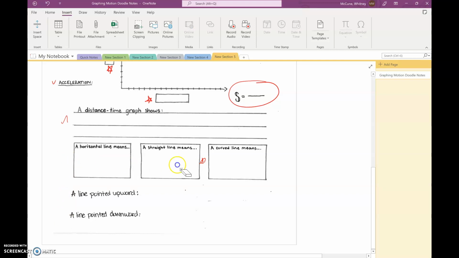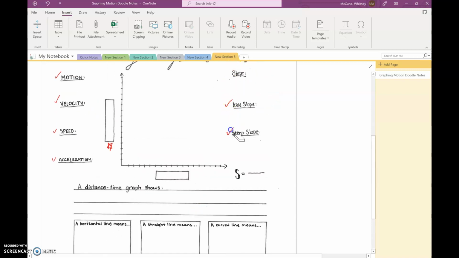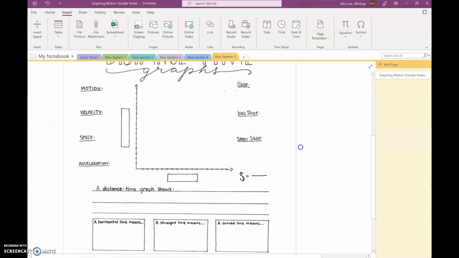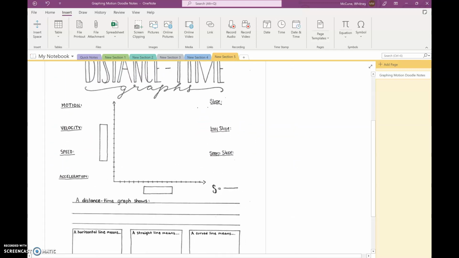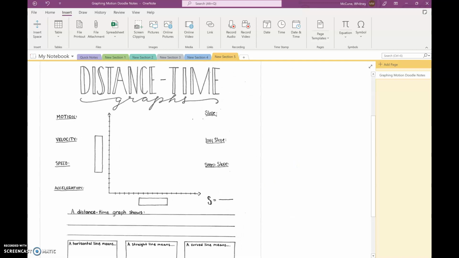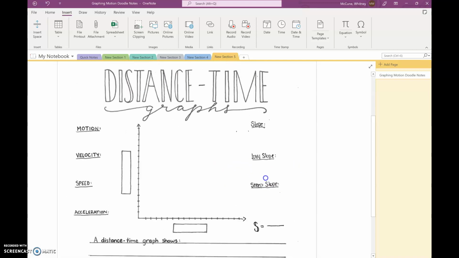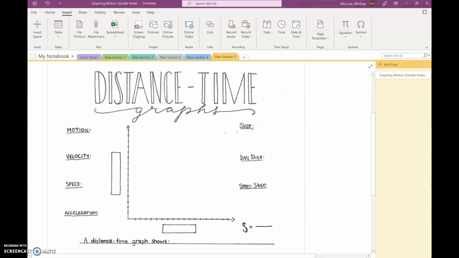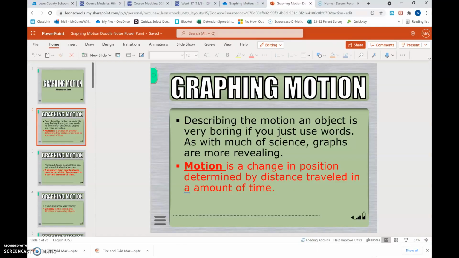Okay, let's go ahead and get started. I hope you guys are finding this stuff pretty easy because it really is just interpreting graphs, which is something that you should have done in your math classes by now. So let's go ahead and take a look at our PowerPoint.